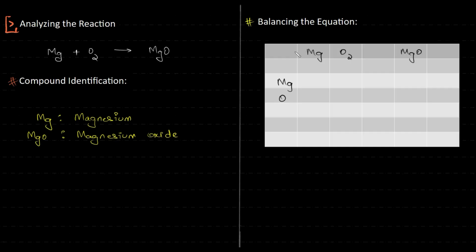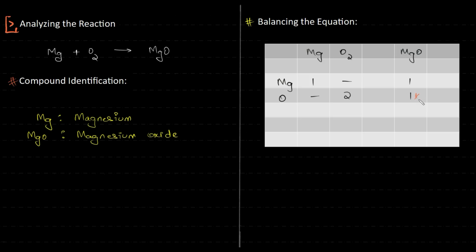Now, first we wrote all the reactants and the product on the first row, and in the first column I wrote all the atoms involved in the reaction. I'm going to count them. In Mg there is only one Mg, no oxygen. In O2 there is no magnesium, but there are 2 oxygen. In MgO there is 1 magnesium and 1 oxygen.